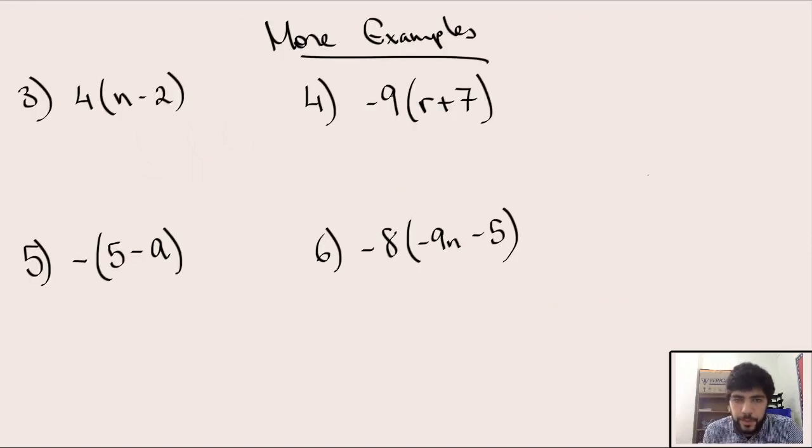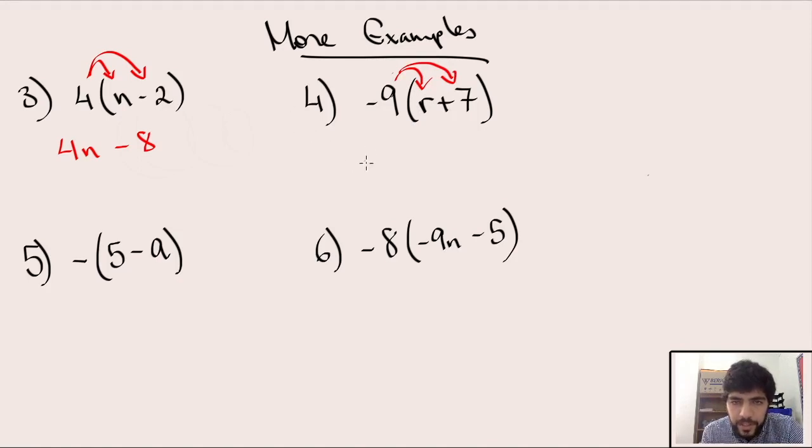Now, let's look at a few straightforward examples. And I'm just going to solve them straight away. I want to expand this 4 times n minus 2. And so 4 times n, 4 times negative 2. So I get 4n minus 8. In this case, negative 9 times r plus 7. So negative 9 times r, negative 9 times 7.